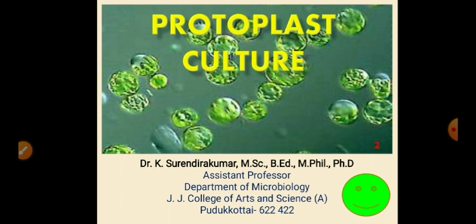Before going into the topic, we need to understand what is a plant cell and what is a protoplast. A plant cell has an outer thick wall, then an inner thin plasma membrane and other cell organelles. The plant cell without a cell wall is called a protoplast. It means the protoplast's outer membrane is the plasma membrane, and the other cell organelles are the same. So this is the difference between a plant cell and a protoplast.